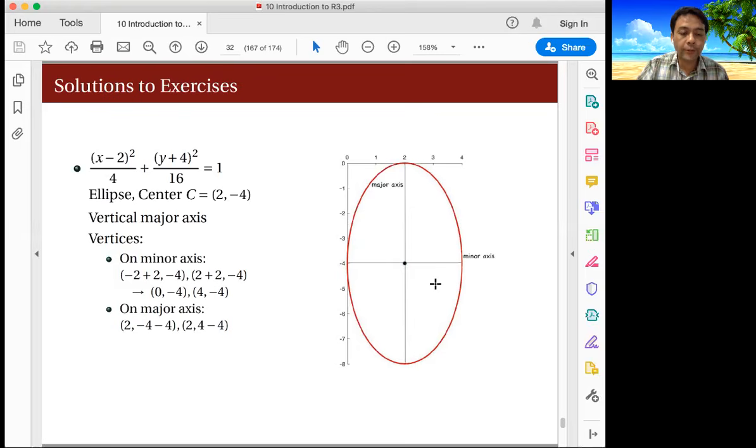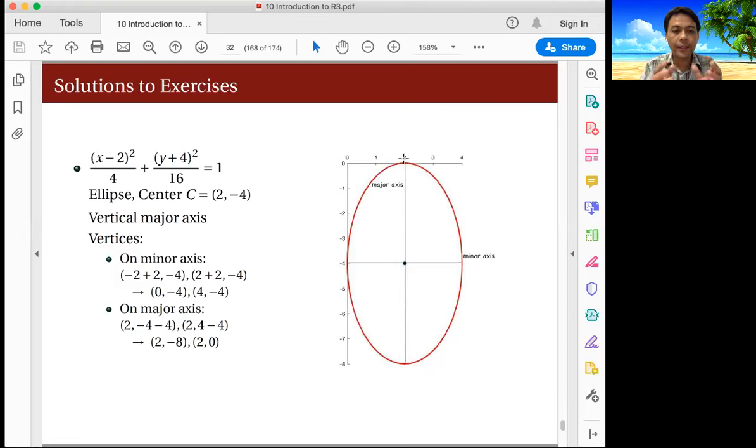On the major axis, we get the square root of 16, that's 4, and we add 4 and -4 to the y coordinate of the center, -4. So here you get -4 -4 and 4 -4. And that gives us 2, -8 and 2, 0. So this will be your vertices. This is 2, -8. Here is 2, 0.